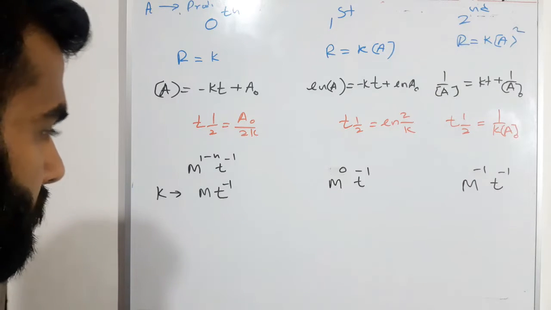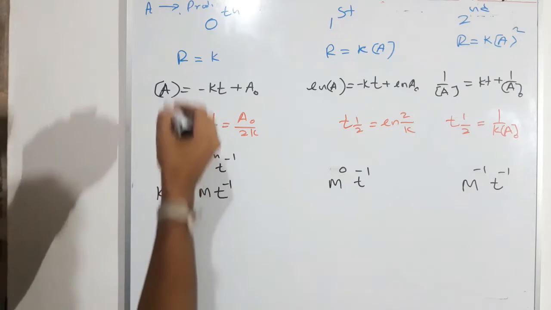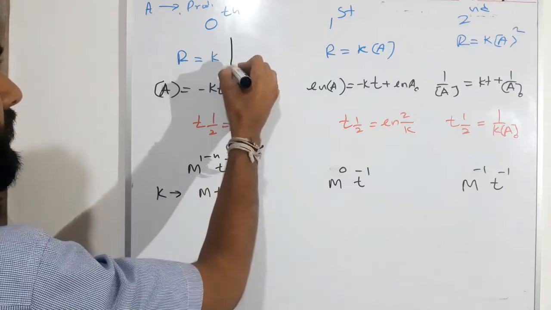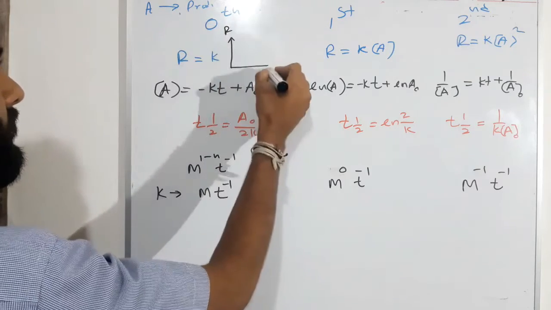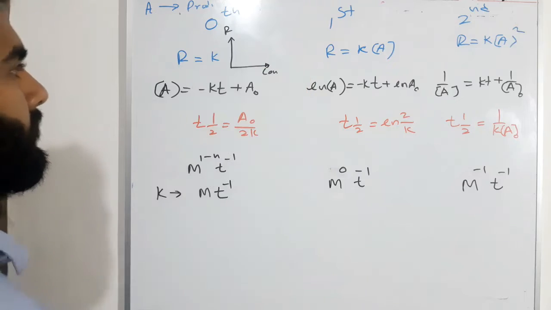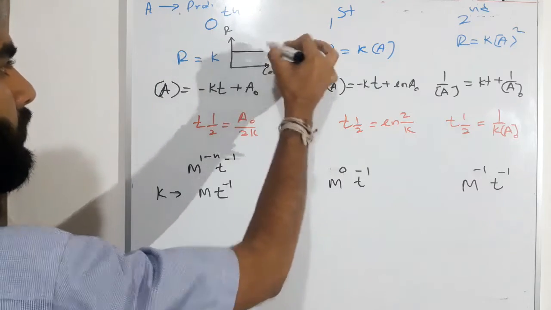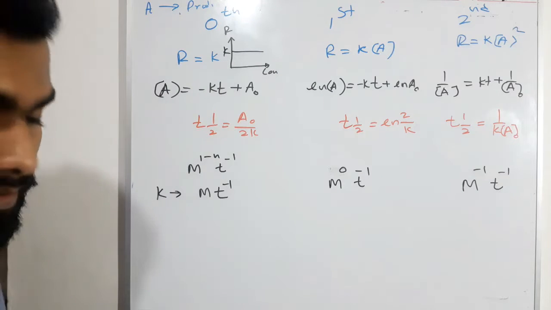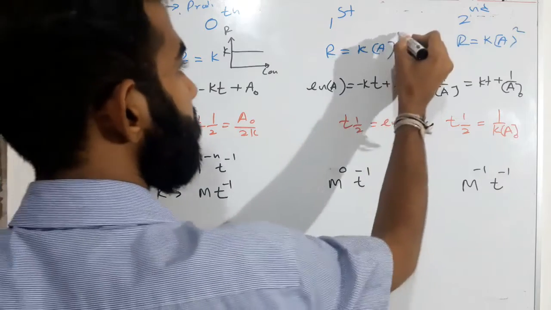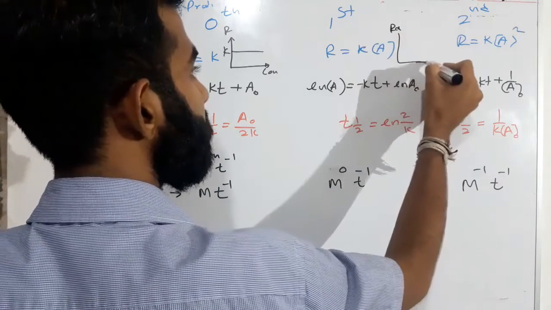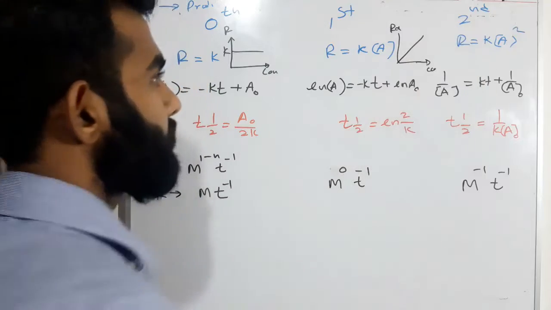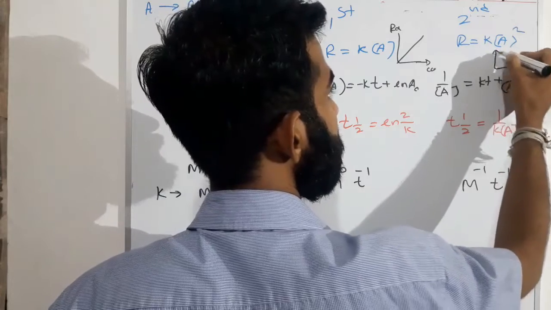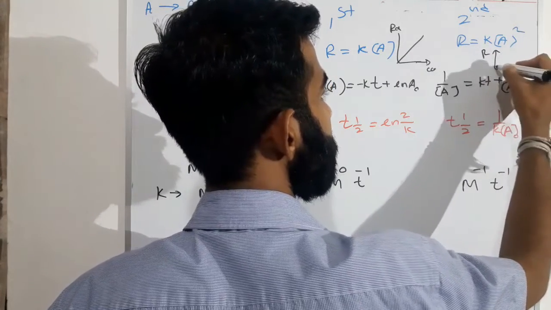What about the graphs? According to this rate, what about the rates? Here rate versus concentration diagram. It was a constant in zeroth order reactions. In first order reactions, rate versus concentration was like this. What about the second order reactions? Rate versus concentration was like this.